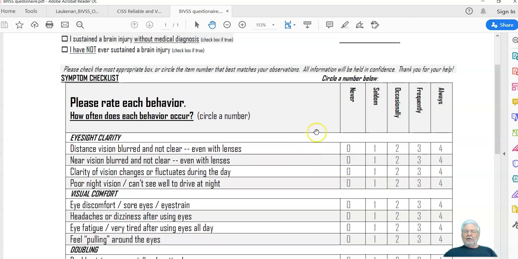Now, we'll see in a moment that we create subscales out of this too, but this is ordinal data. Ordinal data means that 1 is greater, there are more symptoms with 1 than 0, and 4 is more than 0. But the difference between 0 and 1 is not necessarily the same as the difference between 3 and 4.